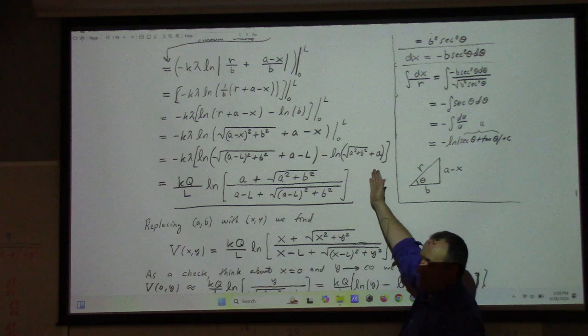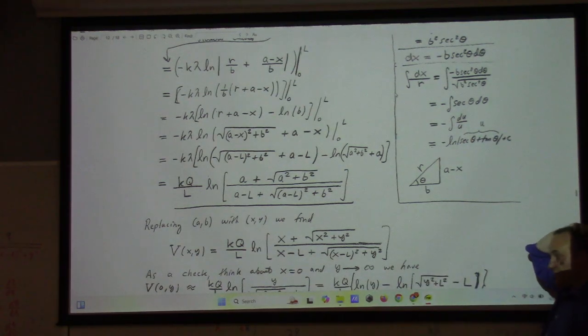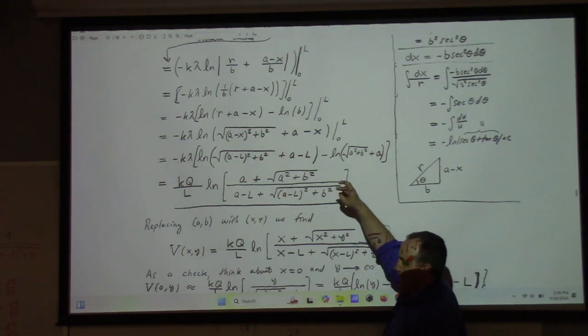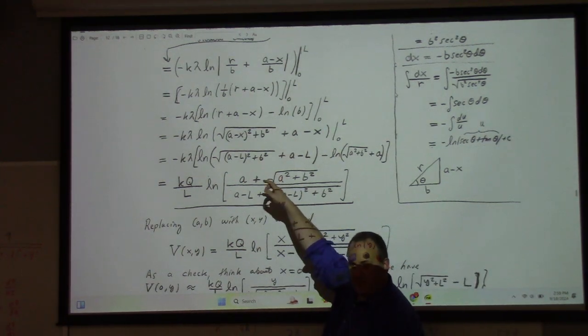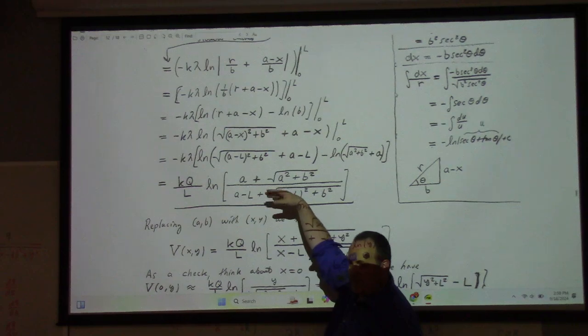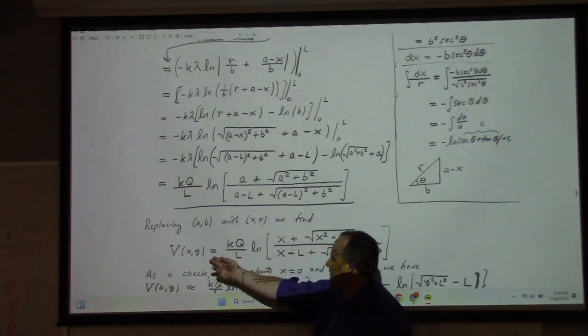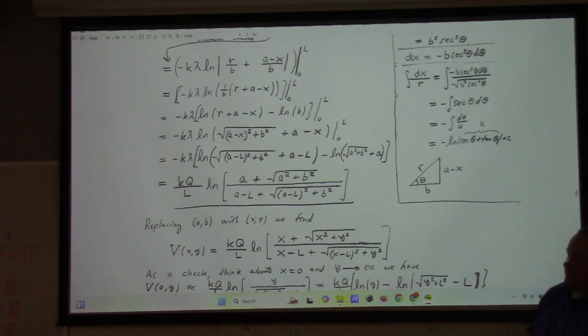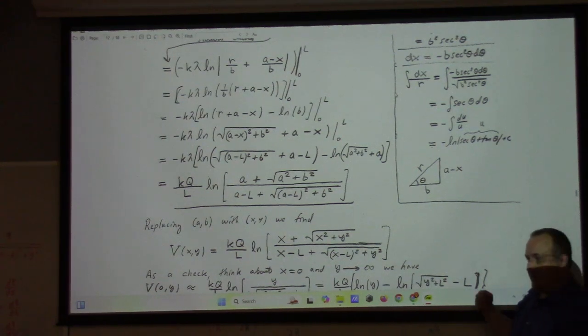This is the voltage function for a line segment of charge. And then as the final finishing blow, I switch out A for X and B for Y, because I'm interested in the voltage at X comma Y, generally speaking. And there it is. And so then you can look at this formula and think about interesting cases, right? Like what happens if you put X equal to 0 and you let Y go to infinity? What should happen?